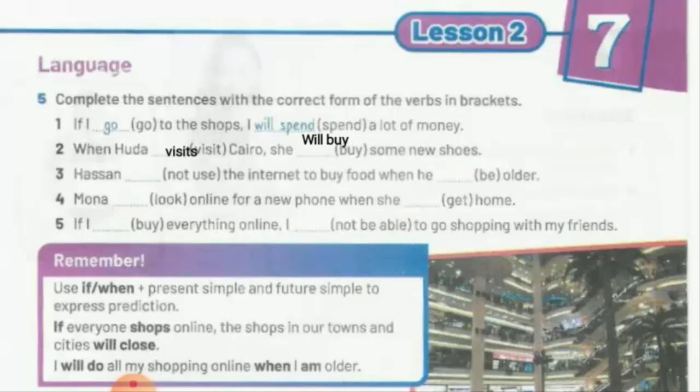Number 3, Hassan doesn't use the internet to buy food when he will be older. Number 4, Mona looks online for a new phone when she gets home. Number 5, if I buy everything online, I will not be able to go shopping with my friends. Excellent.